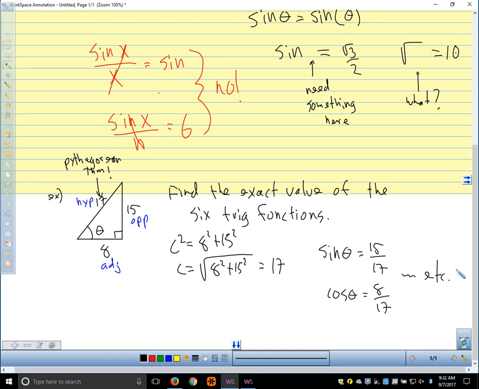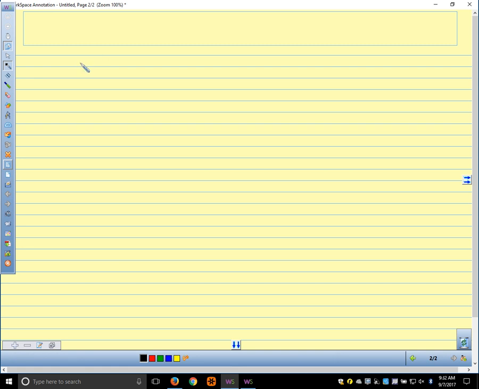All right, let's talk about a couple of other things. Kind of add a layer here, and then we'll do some examples. So I want to write out a couple of sines and cosines. So sine of 60 degrees. What is the sine of 60 degrees?